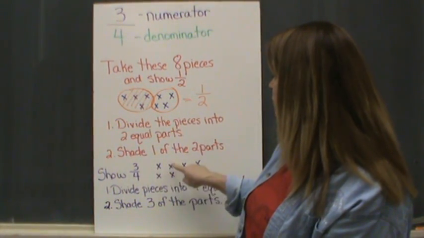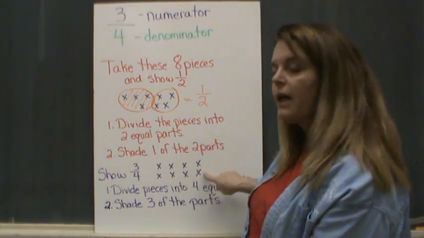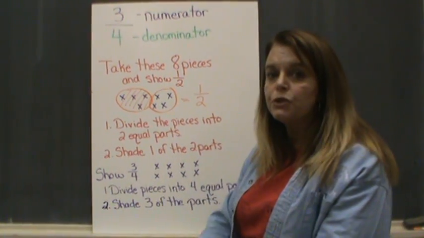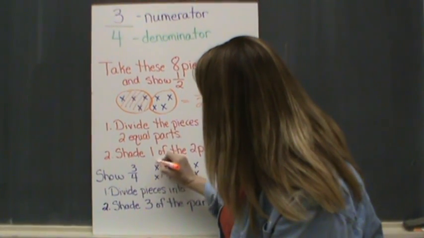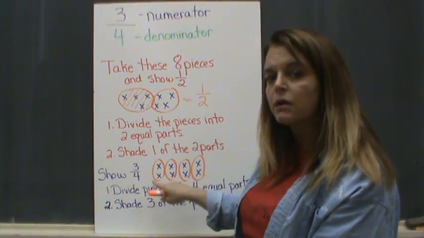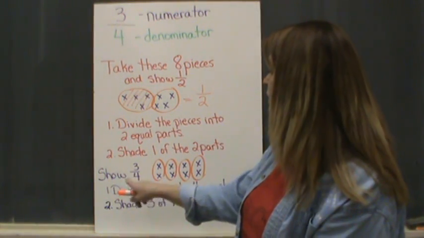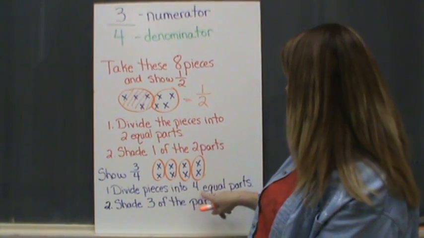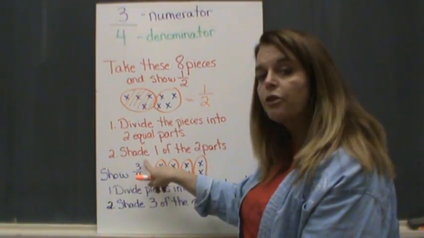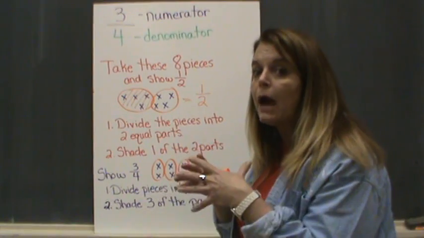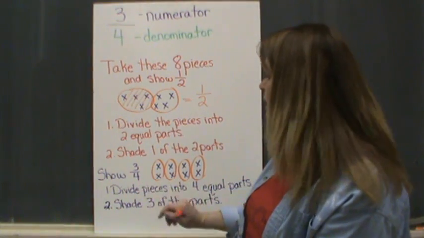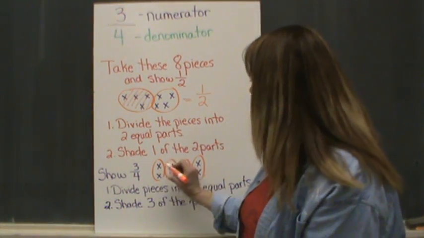So I have 1, 2, 3, 4, 5, 6, 7, 8 pieces I need to get into parts. 8 divided by 4, so I'm going to have 2 pieces in each, and I'm going to have 4 parts. And each of my 4 parts is equal size. So, step 1, divide the pieces into 4 equal parts. I've done that. 1, 2, 3, 4. And to show 3/4, my numerator tells me how many of all of those I'm talking about. It's telling me I'm talking about 3 of those. So I want to shade in 3 of those parts.